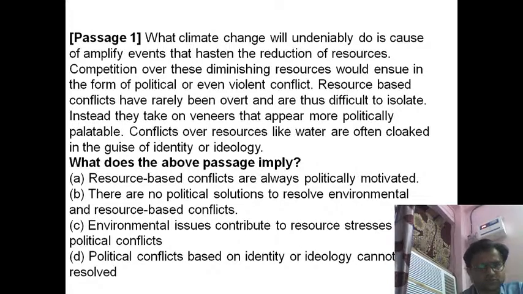What does the above passage imply? A option, resource-based conflicts are always politically motivated, or B option, there are no political solutions to resolve environmental and resource-based conflicts. C option is environmental issues contribute to resource stresses and political conflicts. D option, political conflicts based on identity or ideology cannot be resolved. So what I suggest to you guys is C. C is the right answer here. Environmental issues contribute to resource stresses and political conflicts.